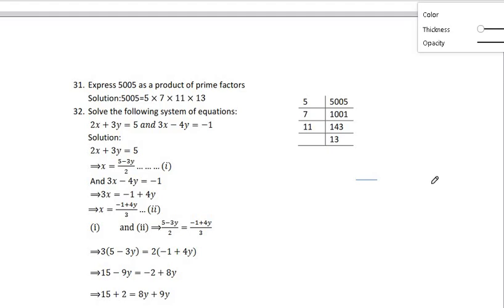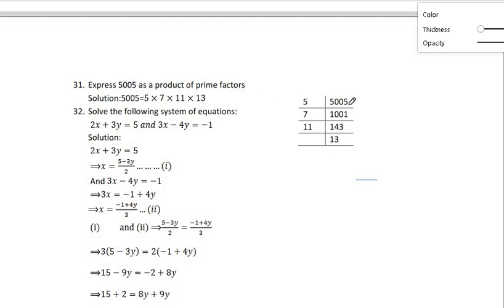Last time I answered questions 1 to 30 from the model questions provided by MBOSE for this year. So today I am going to explain the remaining ones, 31 to 39. All are worth 2 marks each. So the first one: express 5005 as a product of prime factors.